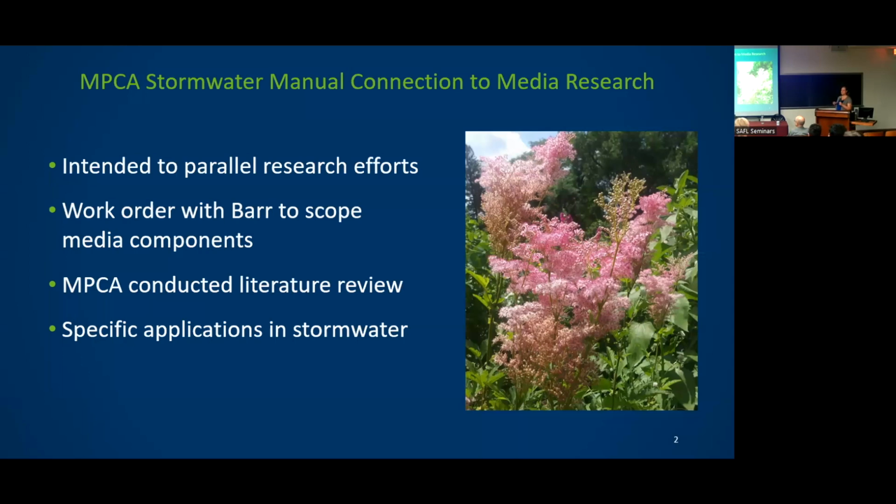So the Minnesota Pollution Control Agency some years ago put together a work order with Barr Engineering to scope different media components. And then from there, our agency, probably mostly Mike Trojan, really did a deep dive into literature review regarding media and really focusing on specific applications in stormwater. And in case you're wondering, this is a Queen of the Prairie.